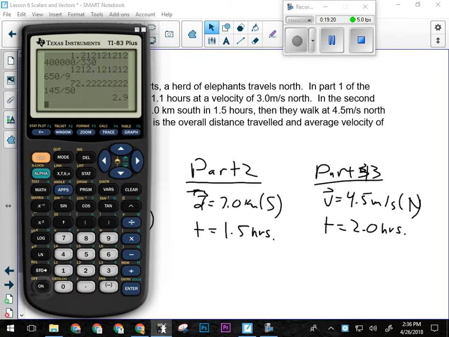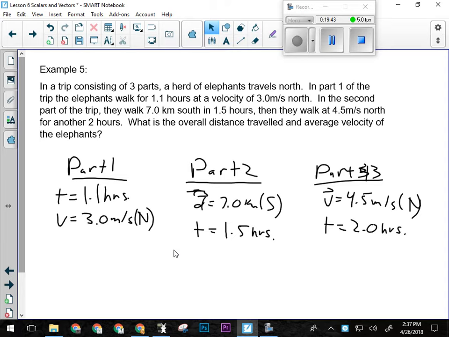So 1.1 times 60, that's 66 minutes, but I need to go to seconds, so I've got to multiply by 60 again. I could shortcut that and just multiply by 3,600 also; we'll do that next time. So 60 times 66 is 3,960 seconds.